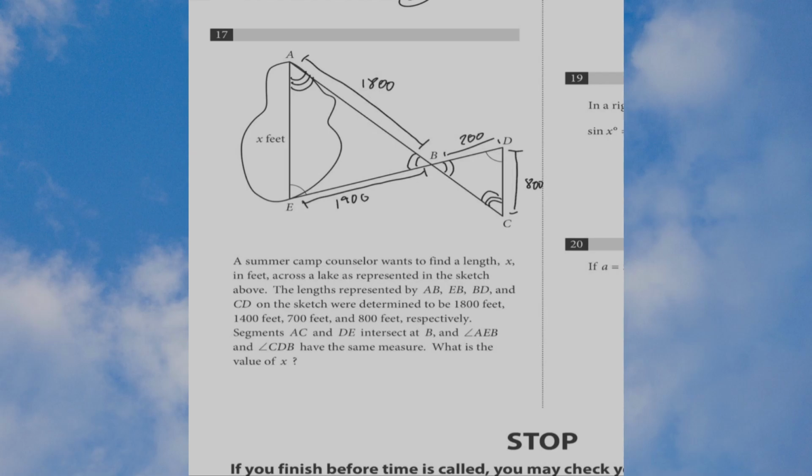We know E to B is 1400 and B to D is 700. For that reason, we know that E to B is 2 times as long as B to D. And since these triangles should be similar, and this is the same side effectively, we know that the bigger triangle, the ABE triangle, is 2 times as big. We're trying to find AE, and that would be proportional to DC. Since we know this is 2 times as big, it's just 800 times 2, which is 1600. So x is equal to 1600.